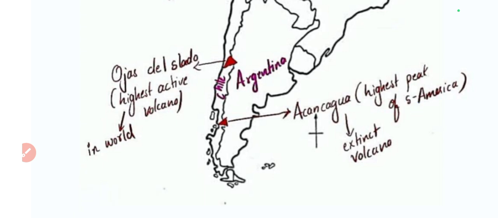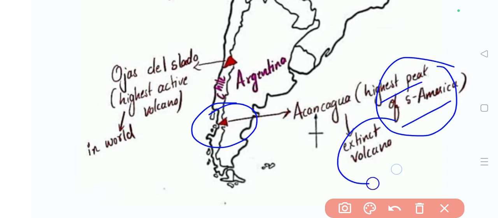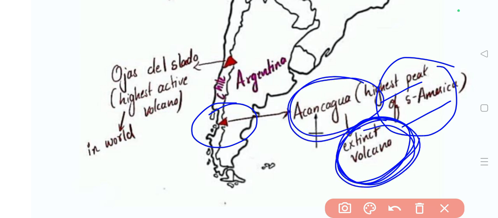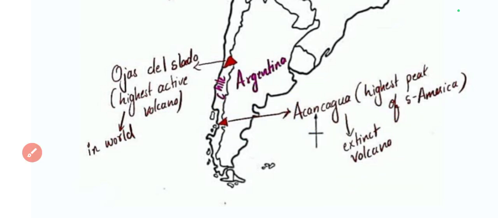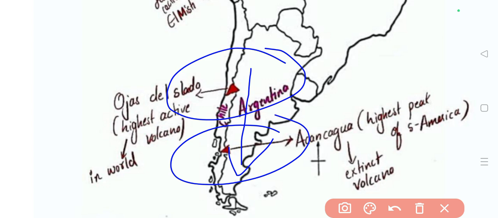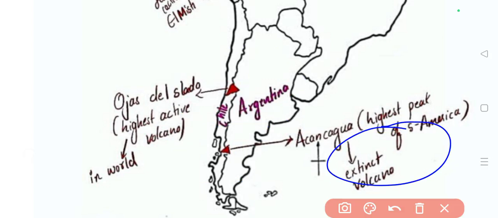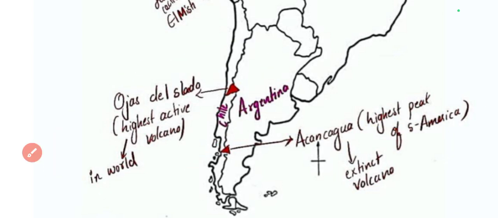Next, there is a place named Aconcagua. This is also a mountain, which is the highest peak of South America. This is an extinct volcano. The name is Aconcagua. So if you look at the direction, in the north we have Ojos del Salado, and in the south we have Aconcagua. Aconcagua is an extinct volcano, whereas Ojos del Salado is an active volcano, the highest active volcano in the world.